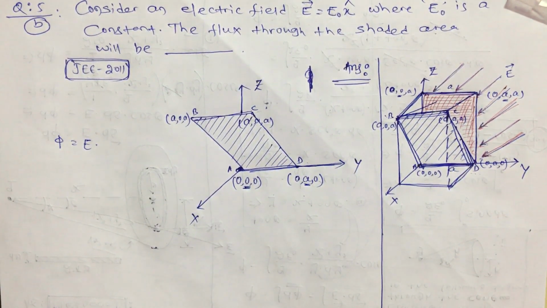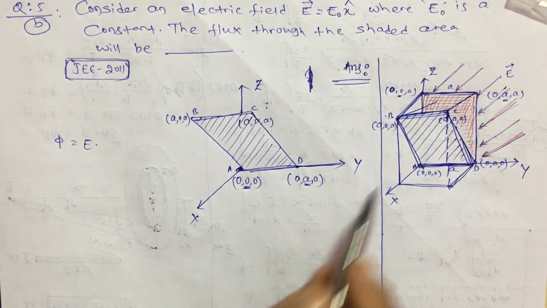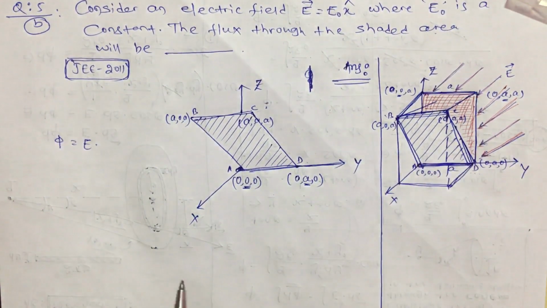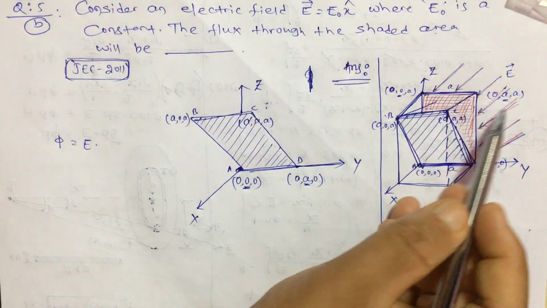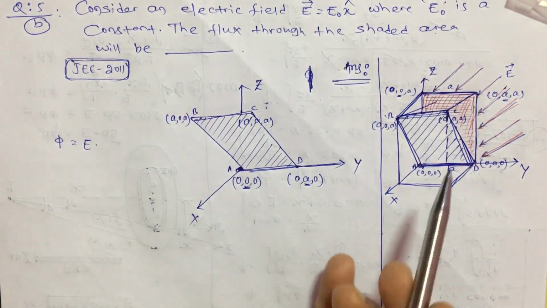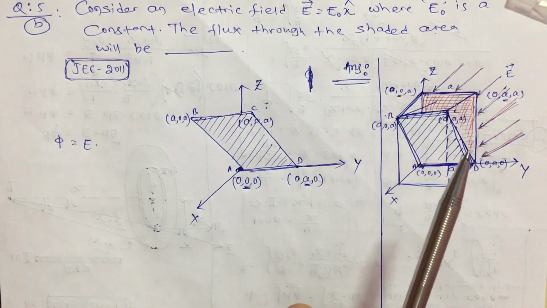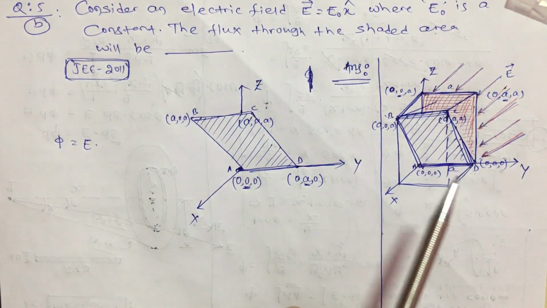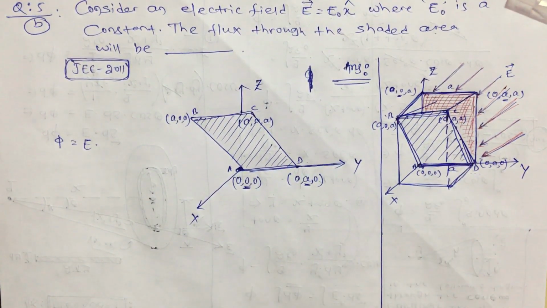Now by using the formula that we just used in the last question, we have to find the area of the projected plane of the given shaded plane in the direction perpendicular to the electric field. Meaning this is the area through which the electric field is passing. But the electric field is not passing perpendicular to this surface. So we have to find a surface through which the electric field is passing perpendicularly.